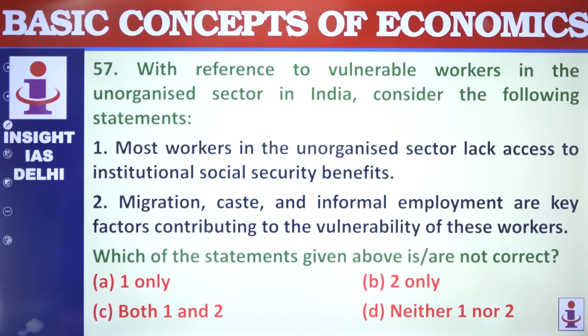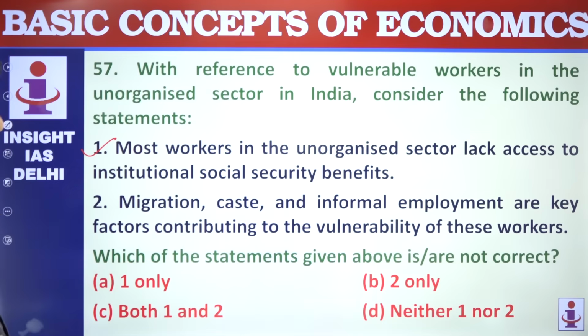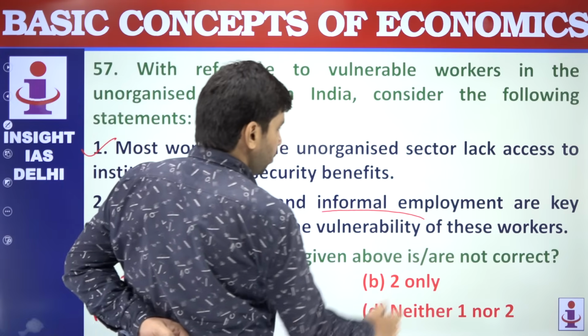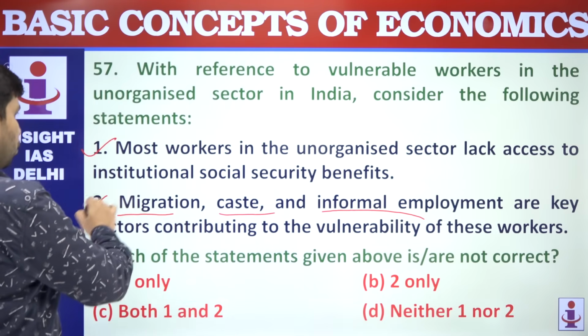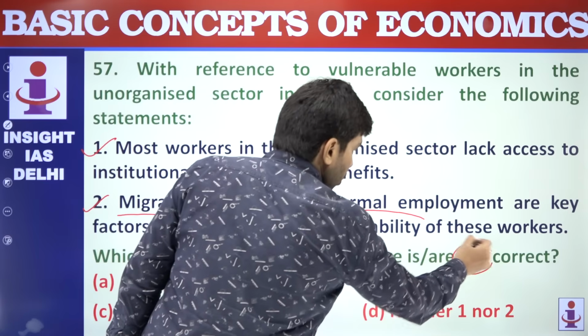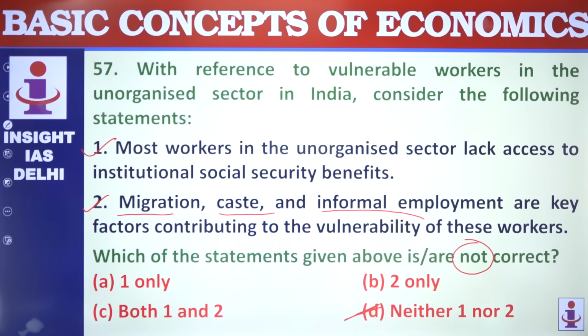Vulnerable workers in the unorganized sector. Most workers in the unorganized sector lack access to institutional social security benefits. Yes. Migration, caste and informal employment are key factors contributing to the vulnerability of these workers. Migration, caste, informal employment making them more vulnerable. The question is asking which of these statements are not correct. So both are correct, so the answer will be option D, neither 1 nor 2.